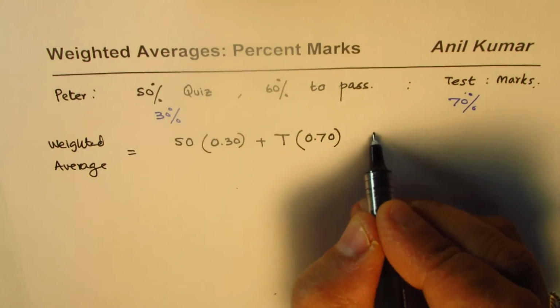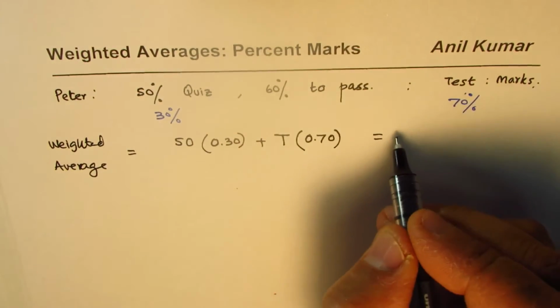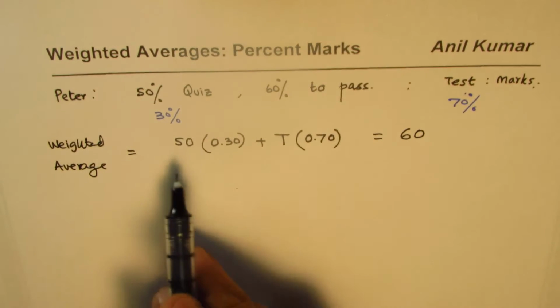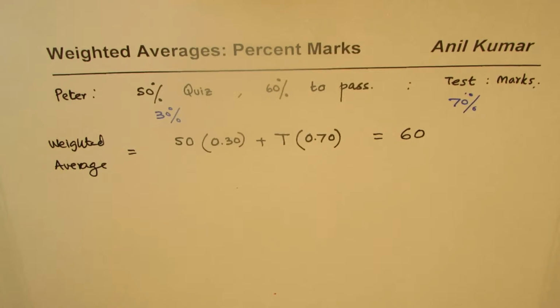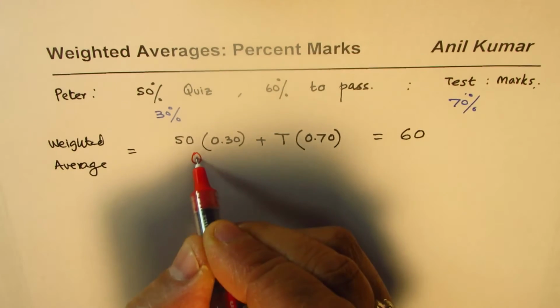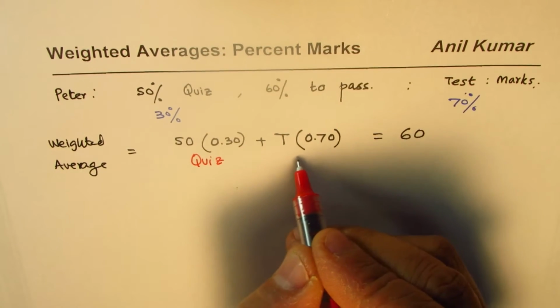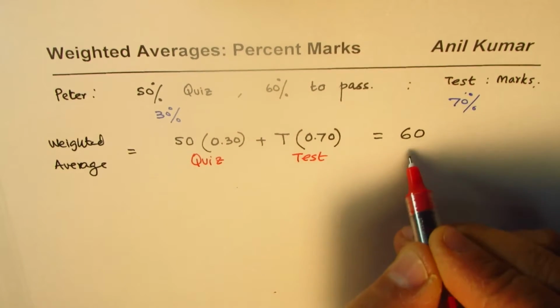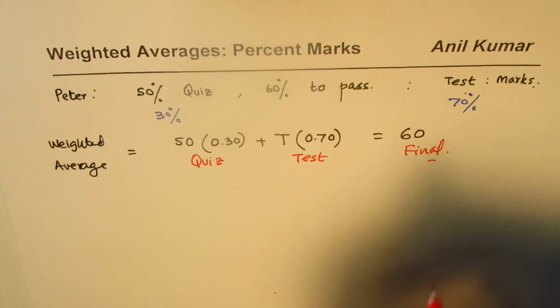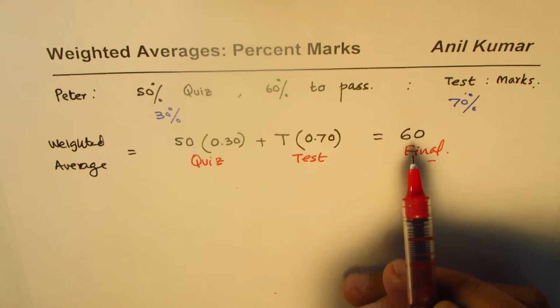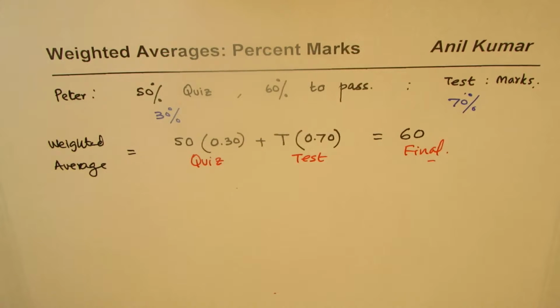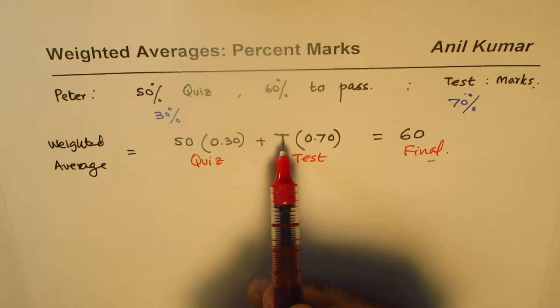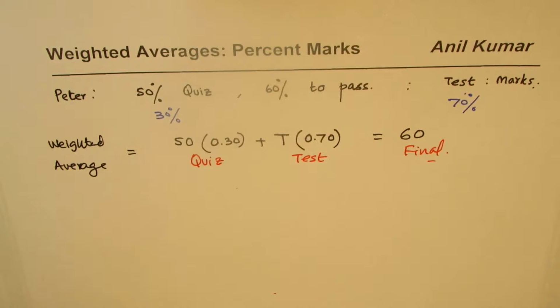And the minimum we need is 60%. So that forms the equation to solve. Do you get the idea, right? This is the contribution of the quiz, and that is the contribution of the test, to get the final score. Is it okay? And we need a final score of 60% in this particular case. So what should be the marks for the test? That is the question. I hope the question is absolutely clear now. You can pause the video, solve the equation and get your answer.